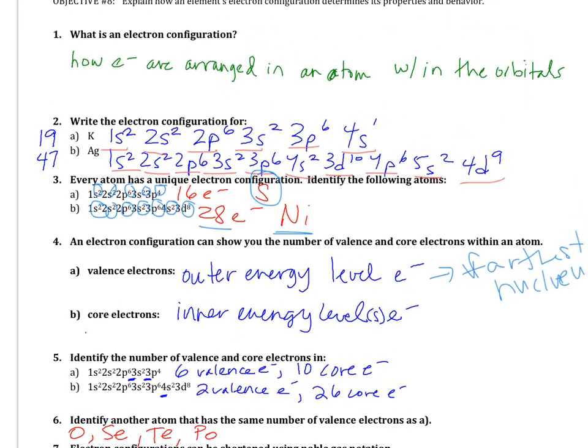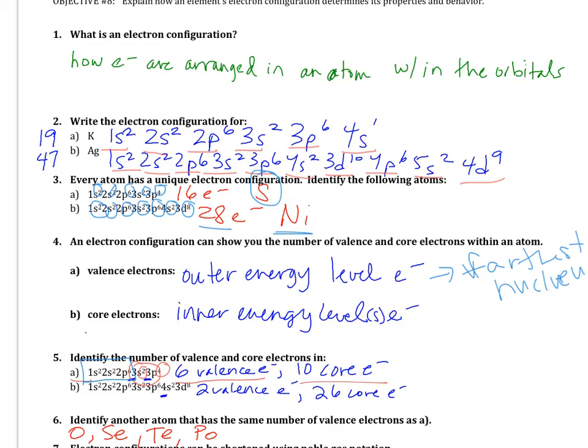If we look at our electron configurations listed here, in an electron configuration 1s2, 2s2, 2p6, 3s2, 3p4, we see that the highest energy level that we fill to is the third energy level. Within there, we have 2 and 4, so we get a total of 6 valence electrons. The remaining electrons that are closer to the nucleus in the first and the second energy level add up to 10 electrons, and so we end up with 10 core electrons.